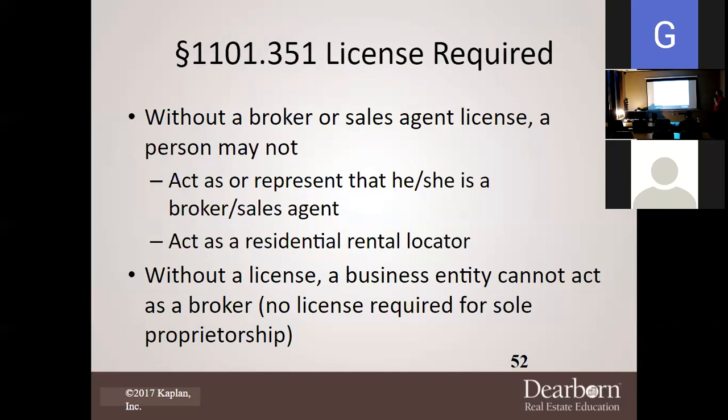Now, here's the question that every exam's going to focus on, right here. Every exam's going to harp on this. This is when a license is required. With or without a broker or sales agent's license, a person may not act as or represent that he or she is a broker or sales agent. That's pretty simple. Okay. Act as a residential rental locator. That's simple. Okay. Without a license, a business entity cannot act as a broker. No license required for sole proprietor, though. Okay. So these are pretty simple on this slide. Real simple.